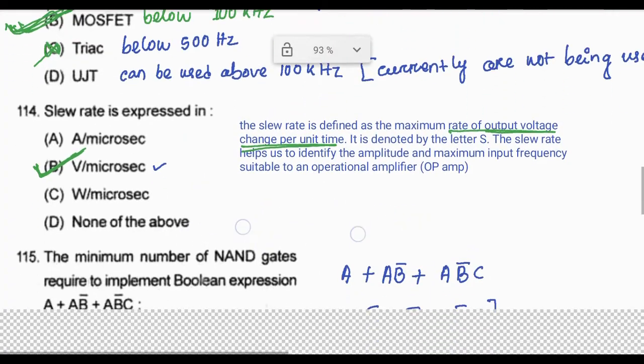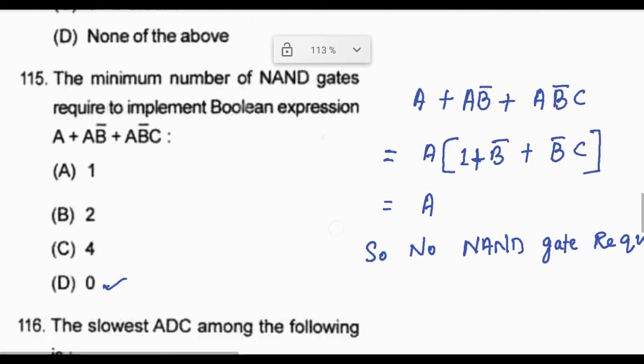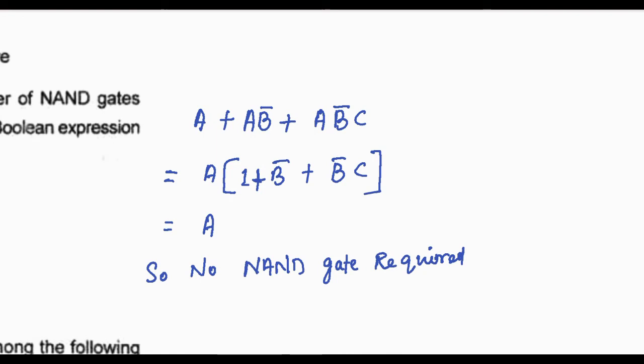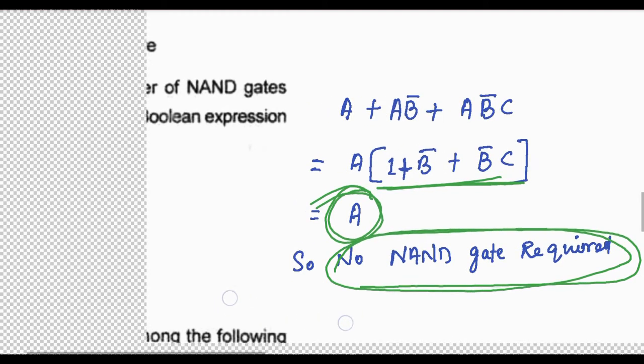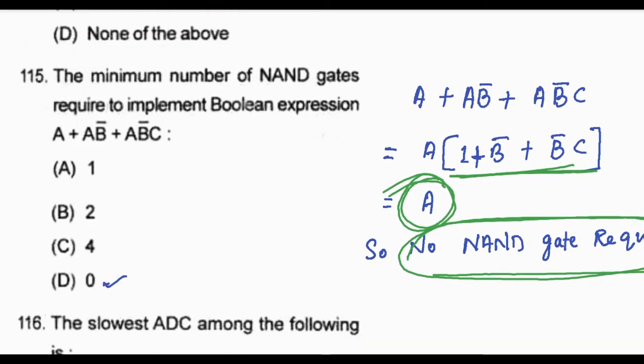So next question is the minimum number of NAND gates required to implement the Boolean expression A plus A B bar plus A B bar C. If we take A common, then this will be A times 1 plus B bar plus B bar C, and this will result in A only. As this is 1, the whole term will be 1, and as this is a single term, no NAND gate is required to represent the Boolean expression, because this is a single variable A. So the answer will be 0. This is a very good question.